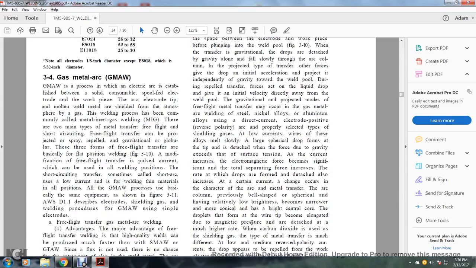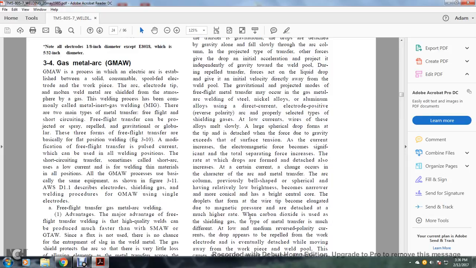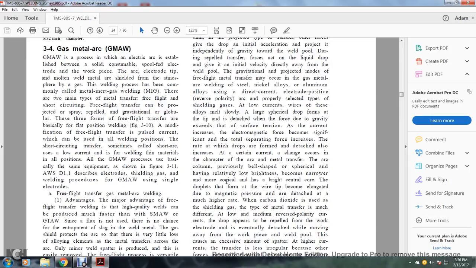The arc columns, previously bell-shaped and cylindrical with low brightness because of the narrow form, become more conical, with a bright center core. The droplets from the wire become elongated during the magnetic pressure and are detached at a much higher rate. When carbon dioxide is used as the shield gas, the type of metal transfer at low and medium reverse polarity currents is different: the drop is propelled from the electrode and eventually detached while moving away from the workpiece weld pool. This causes an extensive amount of splatter.